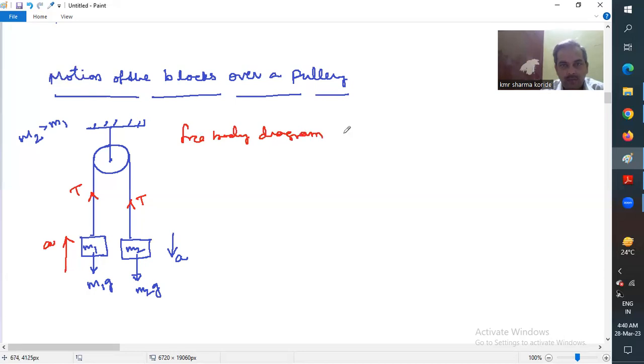Now, free body diagram for m2. Its weight is the applied force, but it is opposed by tension. When weight is slightly greater than tension, definitely the body possesses acceleration. So the net force is m2a: m2g minus T equals m2a. Call this equation 1.